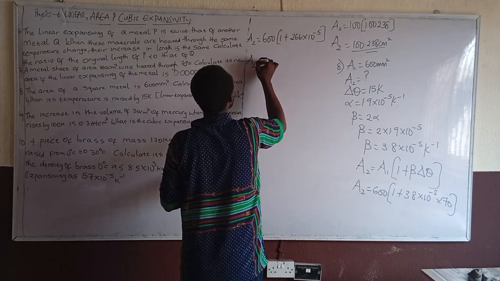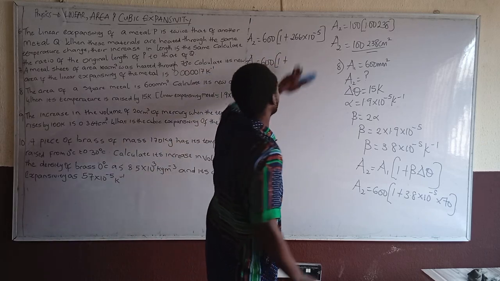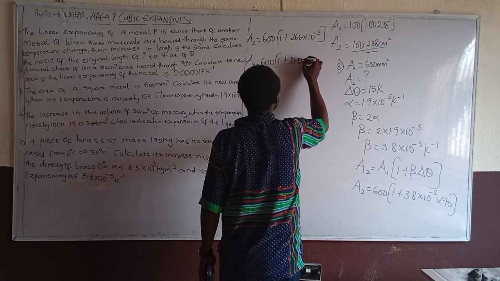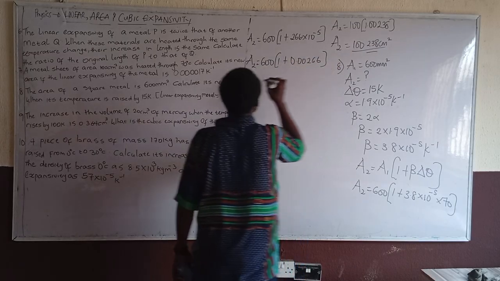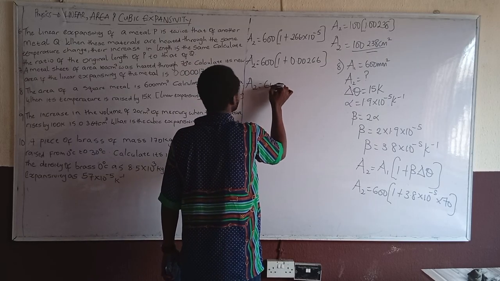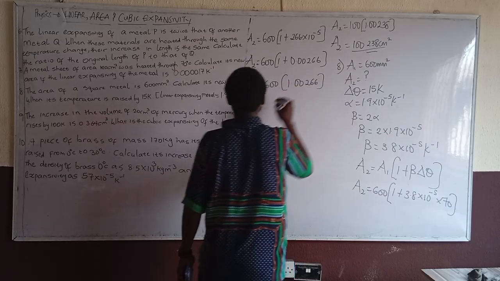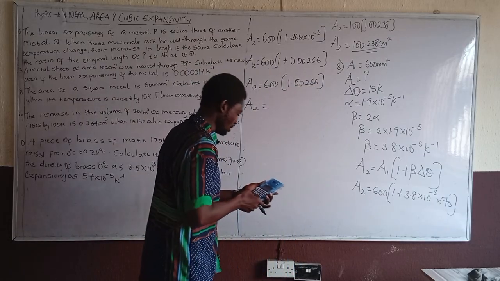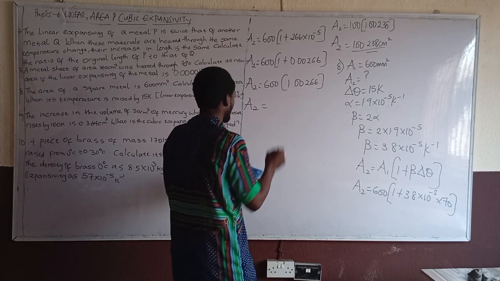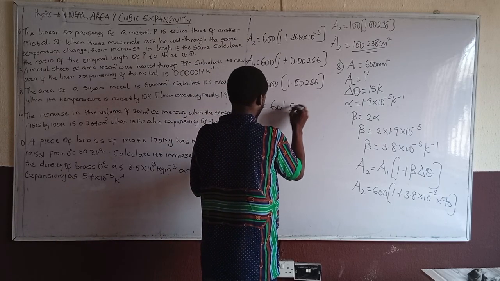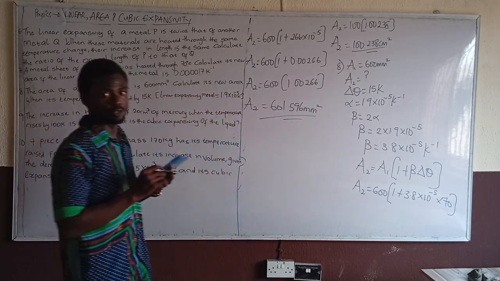So A2 is 600 times (1 plus ...), and I will change this to a natural number, which gives me 0.00266. That is 1, 2, 3, 4, 5. So my A2 is 600 times 1.00266. So 600 multiplied by 1.00266 will be 601.1596 millimeter square. So that was A2.